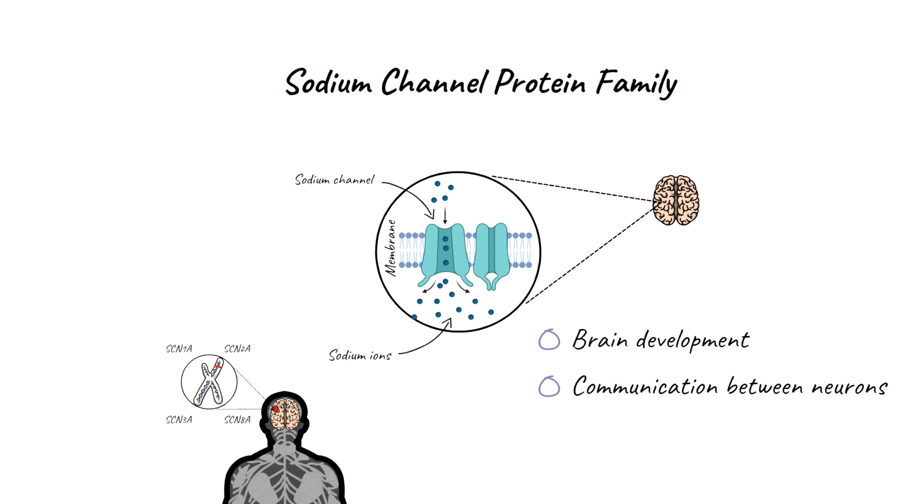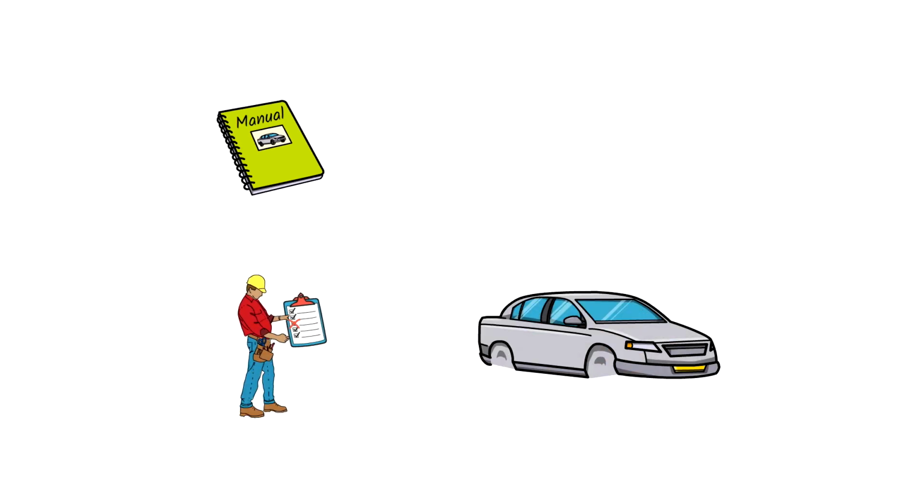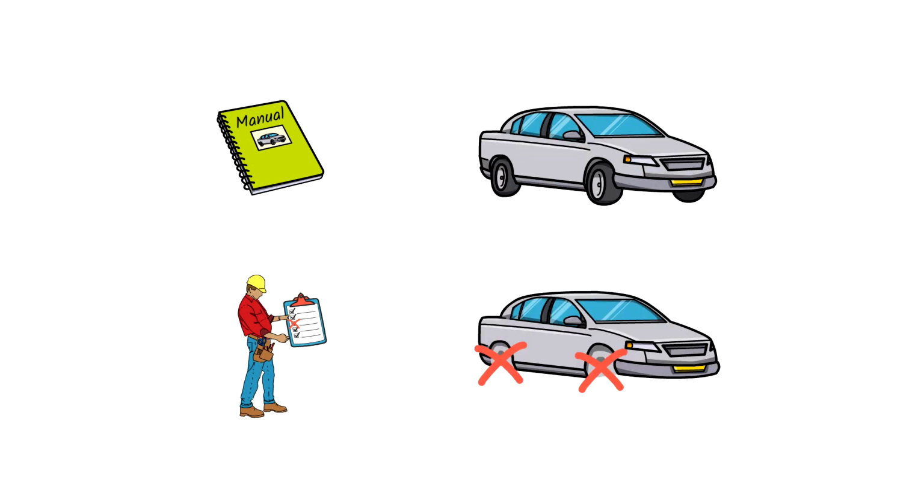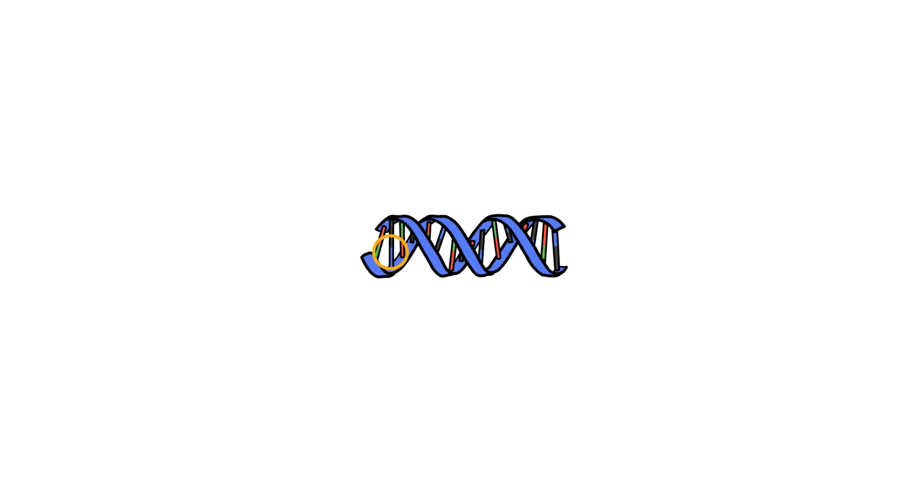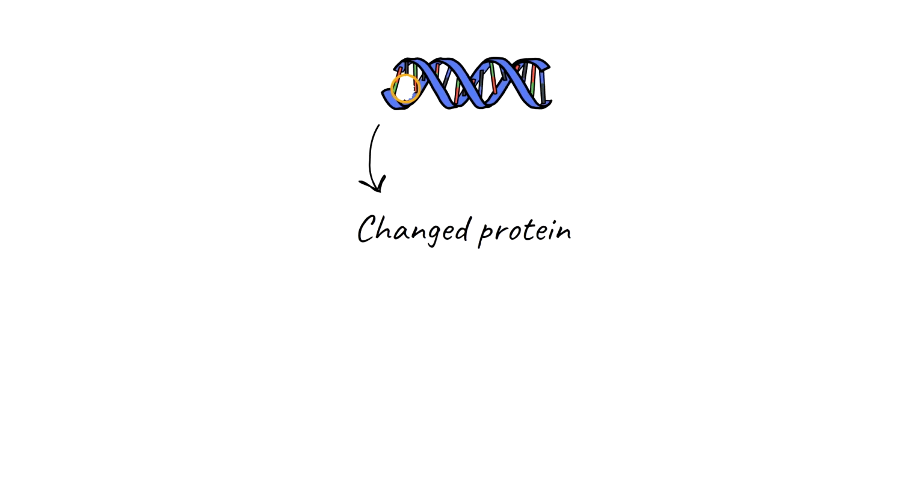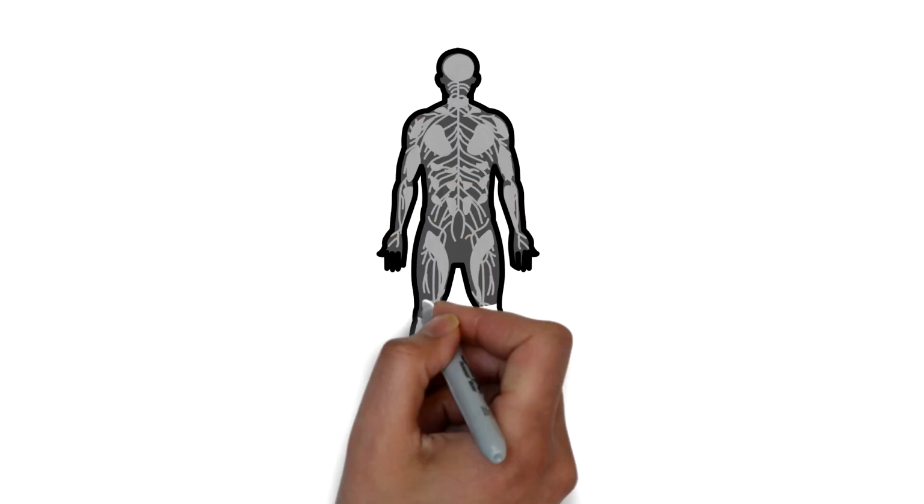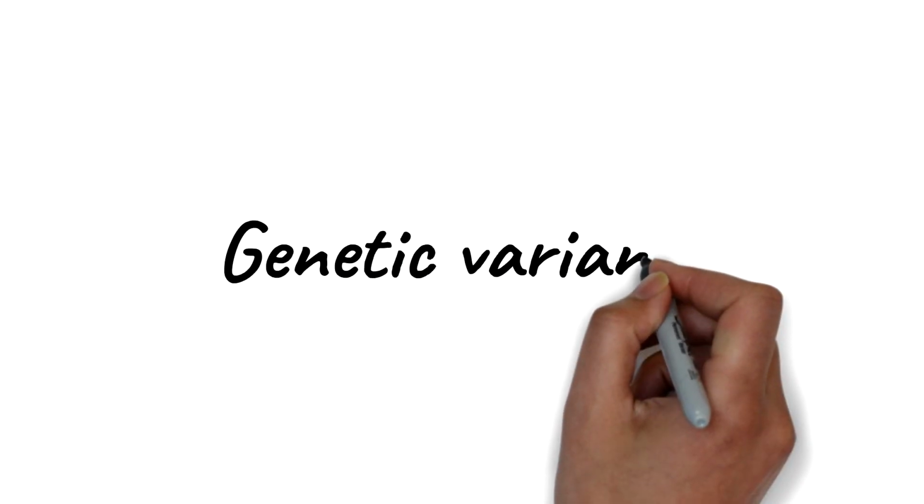communication between neurons. In a manual, when instructions are missing, misspelled, or exchanged, the end product will be different from what was initially intended. The same is true for genes. If there is even one small change, the protein product could be partially or entirely changed or lost, and this can have harmful effects throughout the entire body. These errors within genes are called genetic variants, and they occur all the time.